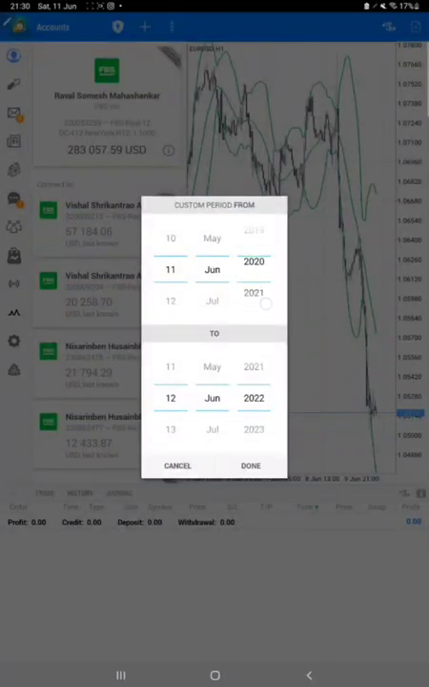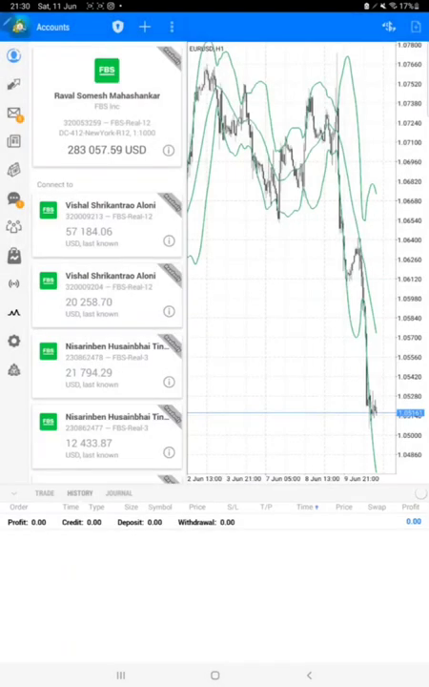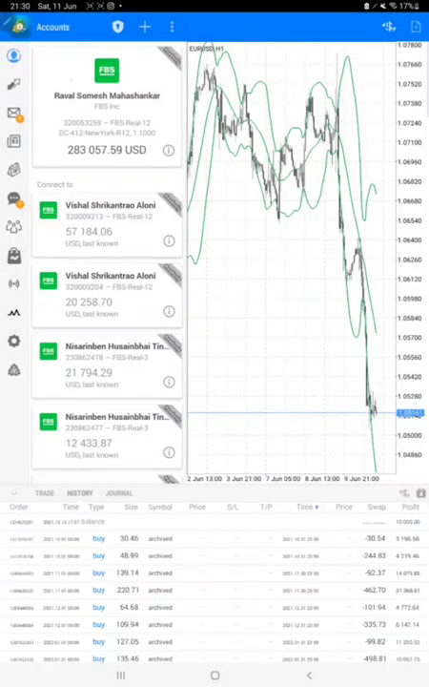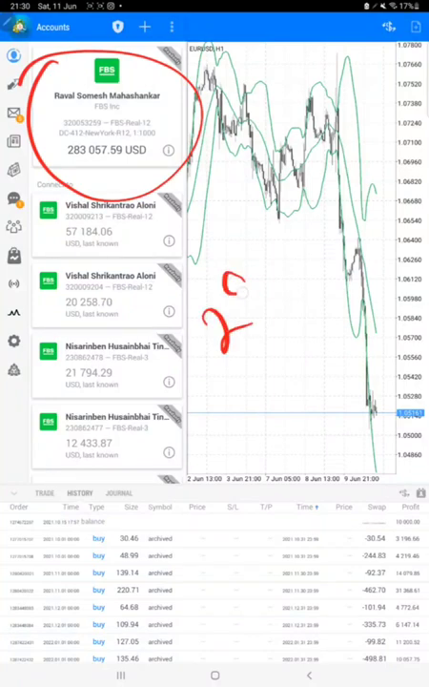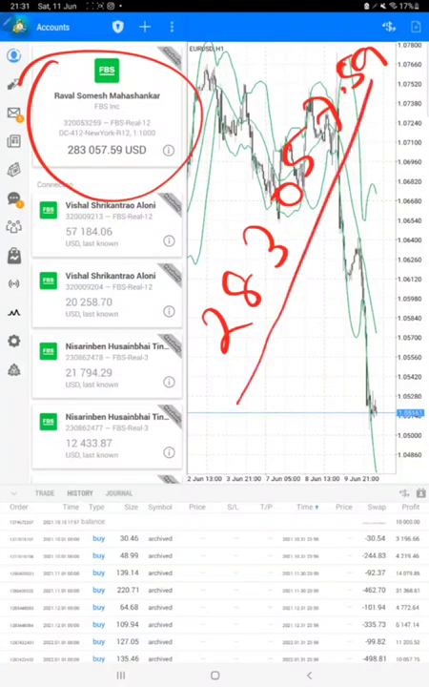Today we are going to show you the status of this particular account. This is the real account. Currently, 283,057.59 funds are available in this account.